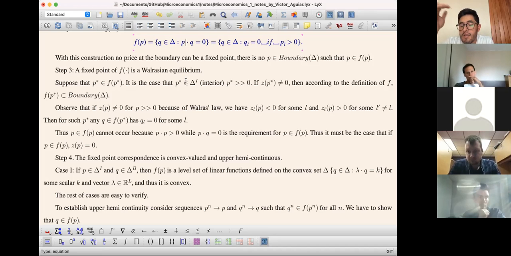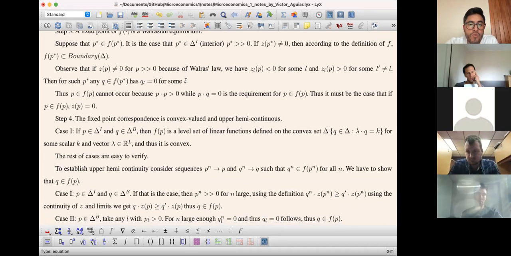And the second thing is that F is upper hemicontinuous. Upper hemicontinuity we also studied before, and it is a weaker form of continuity for correspondences. Again, if you need to refresh, this is in the Mas-Colell mathematical appendix. We're going to just show that these two things hold, and once we do, we're ready to apply Kakutani's.